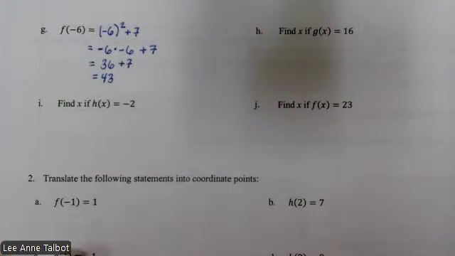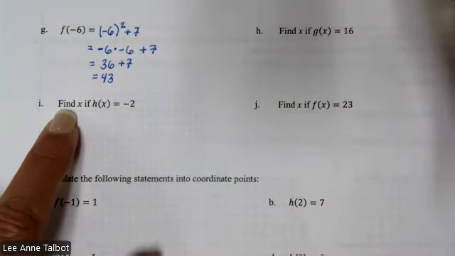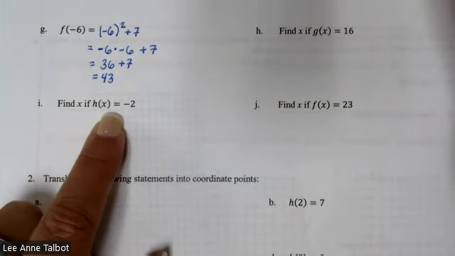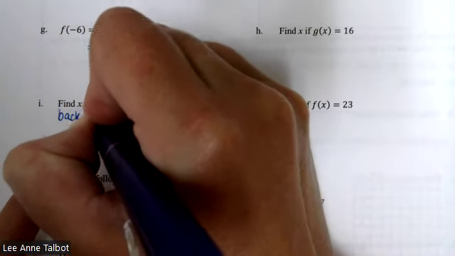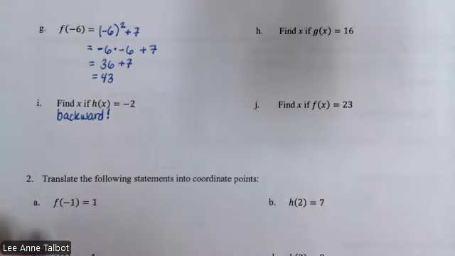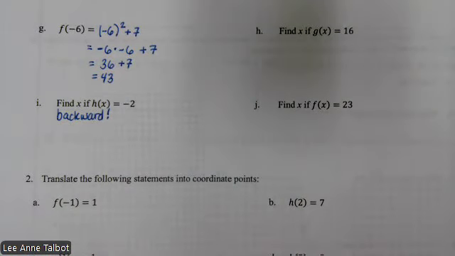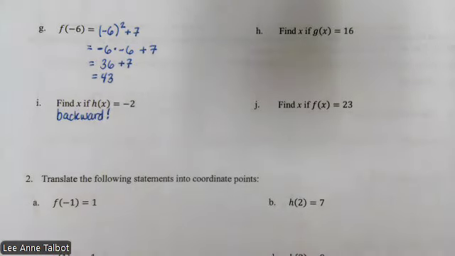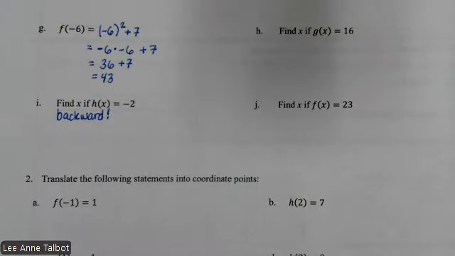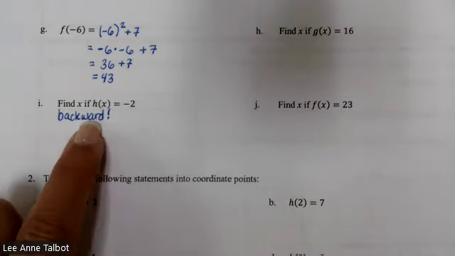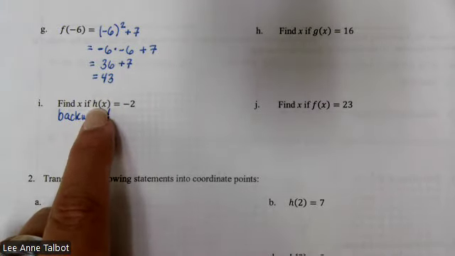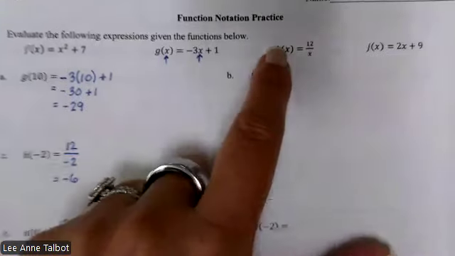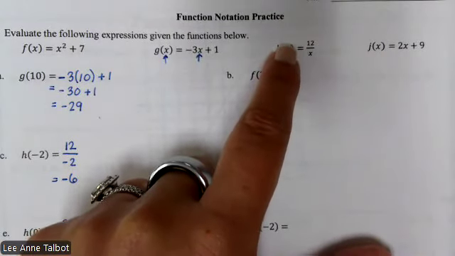This one says find x if h of x is -2. This one is a backward function machine. Can you guys see any other letters on this worksheet that are also backward function machines? H and J, right? Okay, so the process of doing those is a little bit different. Instead of putting -2 in for x, I'm going to put -2 in for h of x. So I'm going to replace this whole thing here with -2.